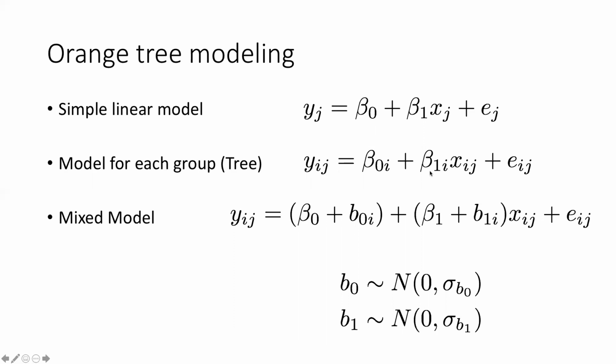But how do we know that? Do we need to have a separate intercept for each individual tree? Do we need a different slope for each individual tree?